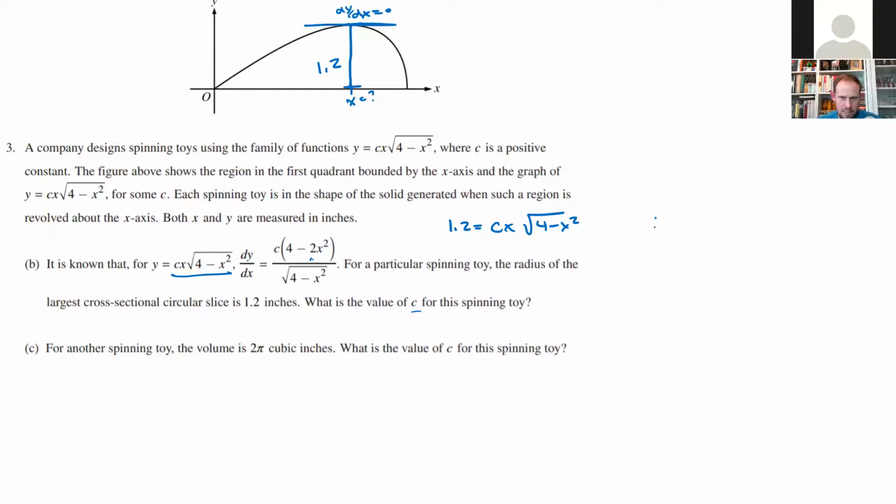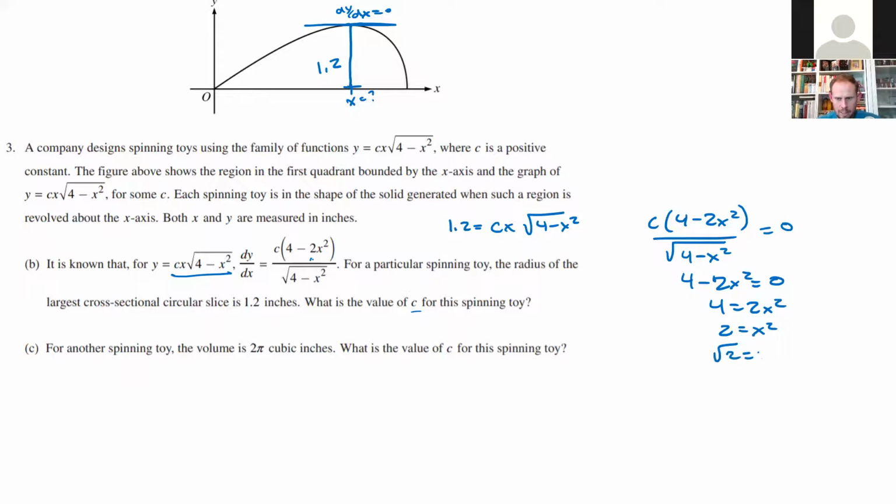So I'm also going to say c times 4 minus 2x squared over the square root of 4 minus x squared is equal to 0. So I just want when the top equals 0, the c is going to cancel out. I don't need the c. So 4 minus 2x squared equals 0. So 4 equals 2x squared. Divide by 2. Take the square root. And we only want the positive answer. So we're getting x equals the square root of 2.